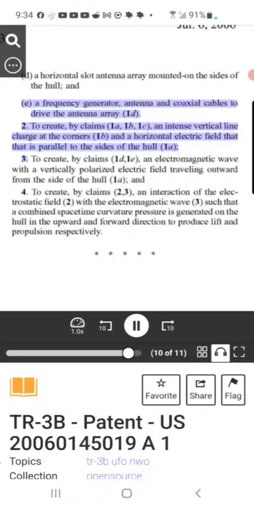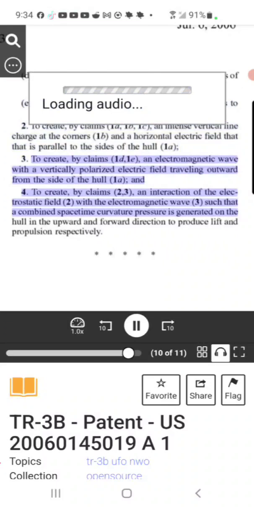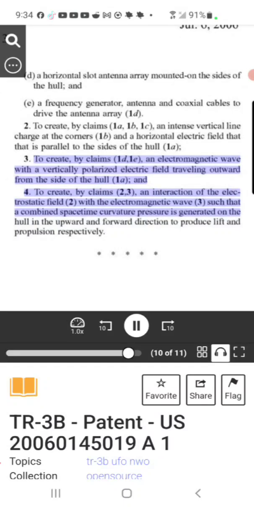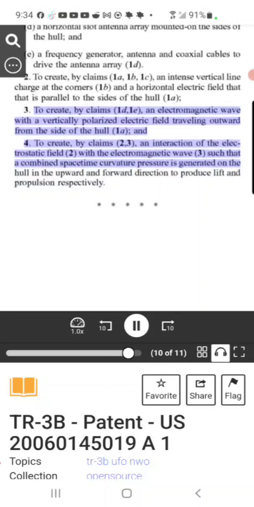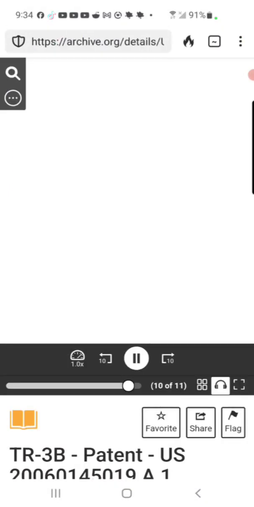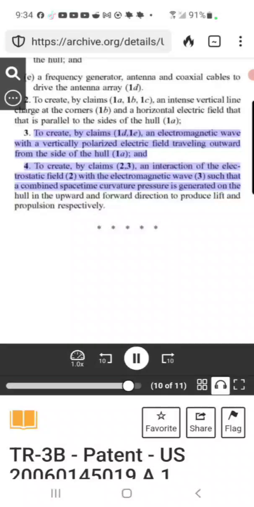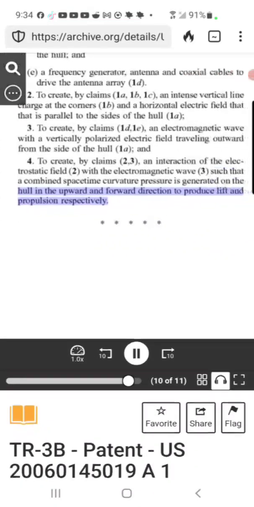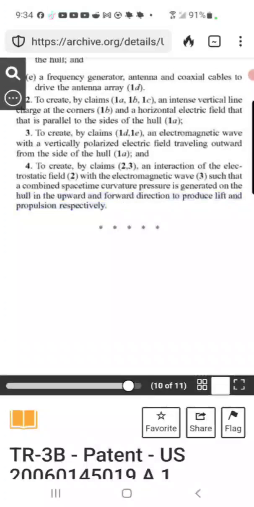2. To create, by claims 1B-C, an intense vertical line charge at the corners and a horizontal electric field that is parallel to the sides of the hull. 3. To create, by claims 1D-E, an electromagnetic wave with a vertically polarized electric field traveling outward from the side of the hull. And 4. To create, by claims 2-3, an interaction of the electrostatic field 2 with the electromagnetic wave 3, such that a combined spacetime curvature pressure is generated on the hull in the upward and forward direction to produce lift and propulsion respectively.